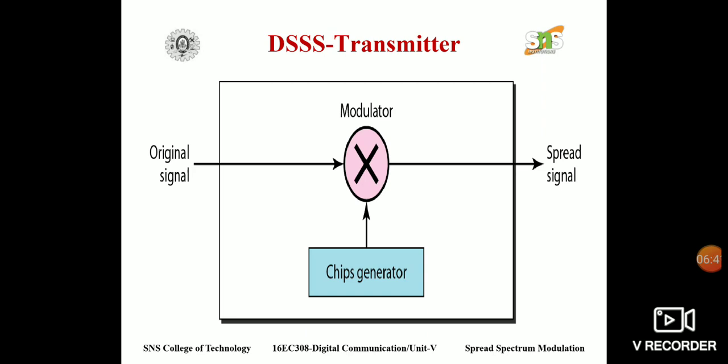This is the chip generator and the modulator circuit. The modulator circuit has a chip generator and the original signal, and finally we have a spread signal. This we already discussed. Once the pseudo noise generator is multiplied with the original signal, the final output will be a spread spectrum signal. So that is represented here.